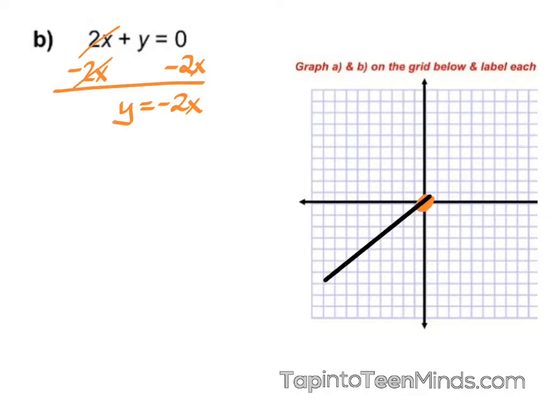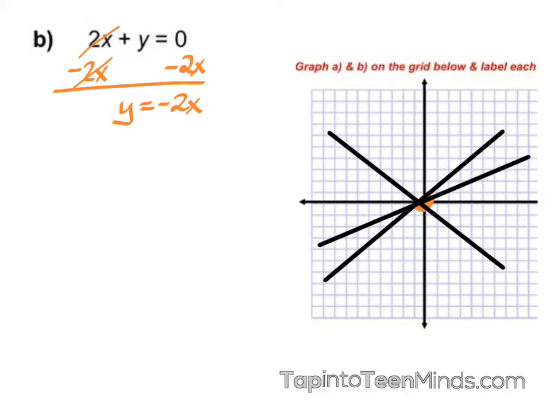Nicely done. So I know it does this, or it does this, or it does something like that. Which of those 3 lines could be correct, and which 2 or 3 could not be correct? Which ones could be correct, and which ones could not be correct, and how do you know? What do you think? Eric? The ones going up, like positive, wouldn't be correct because it's negative 2x.